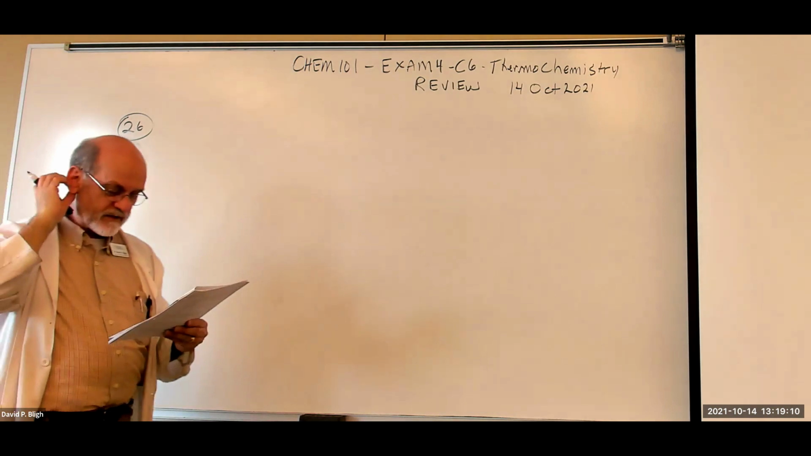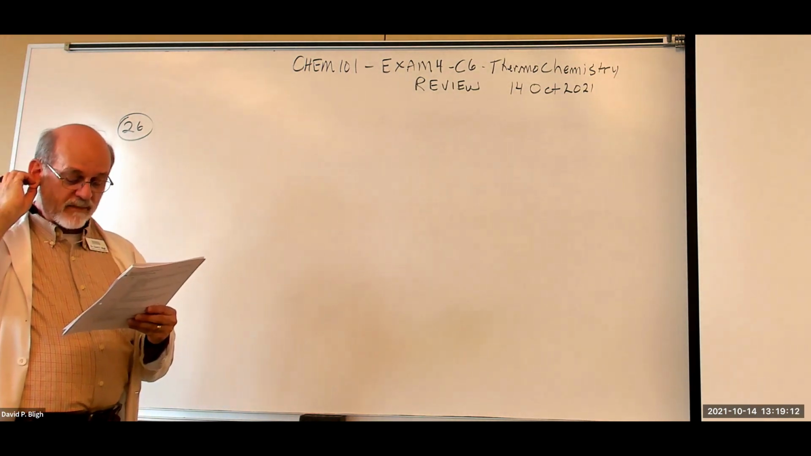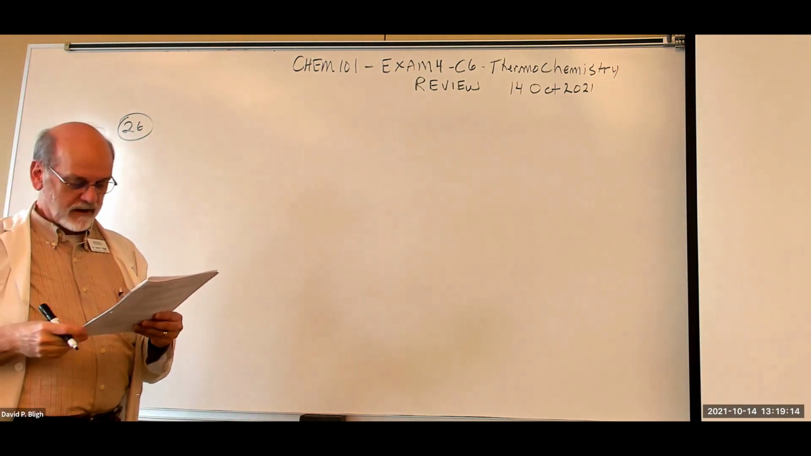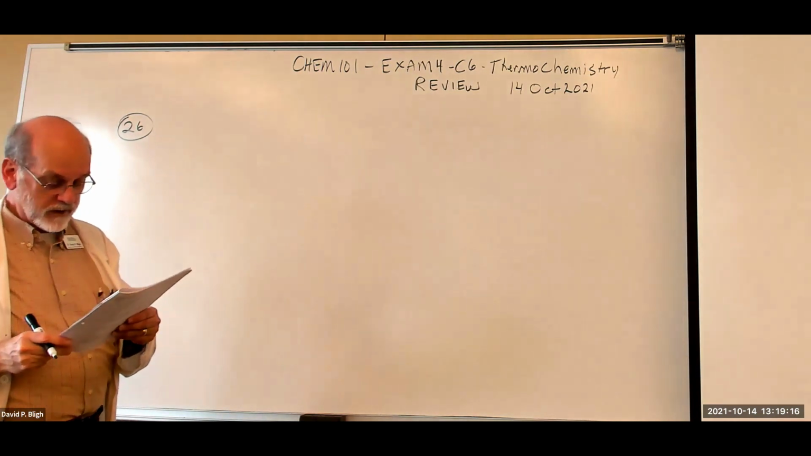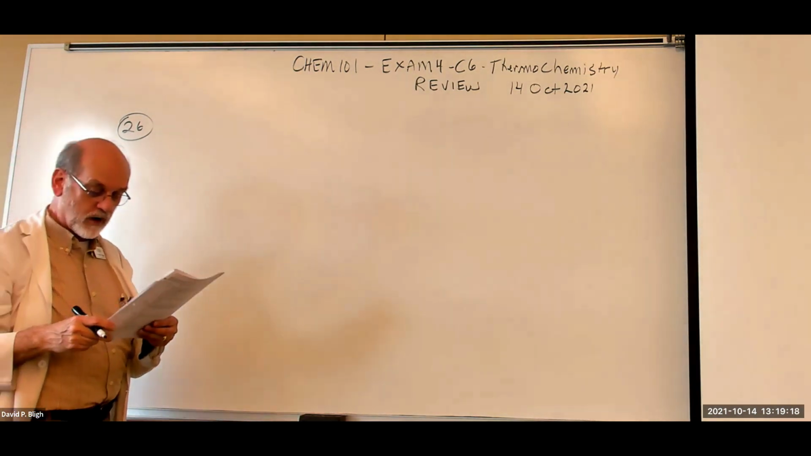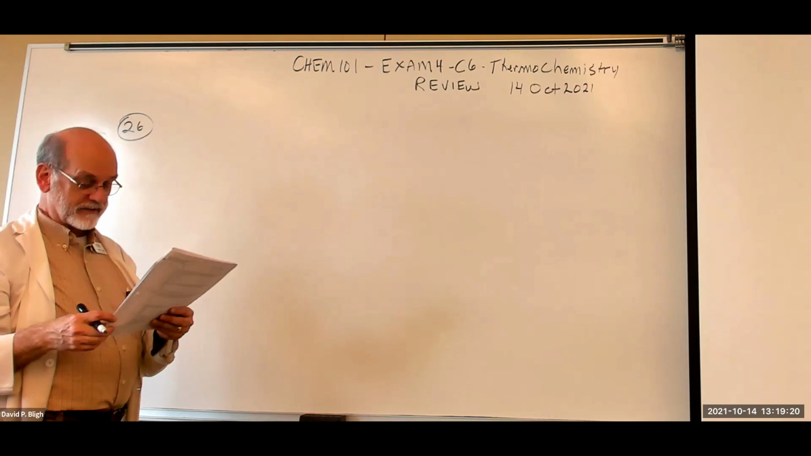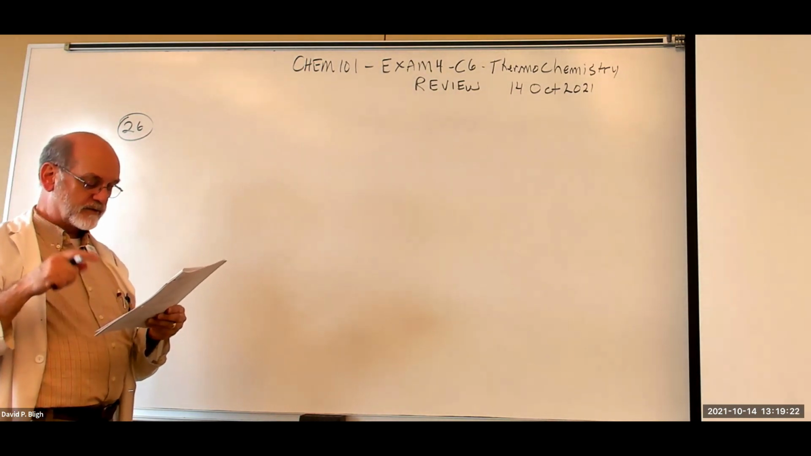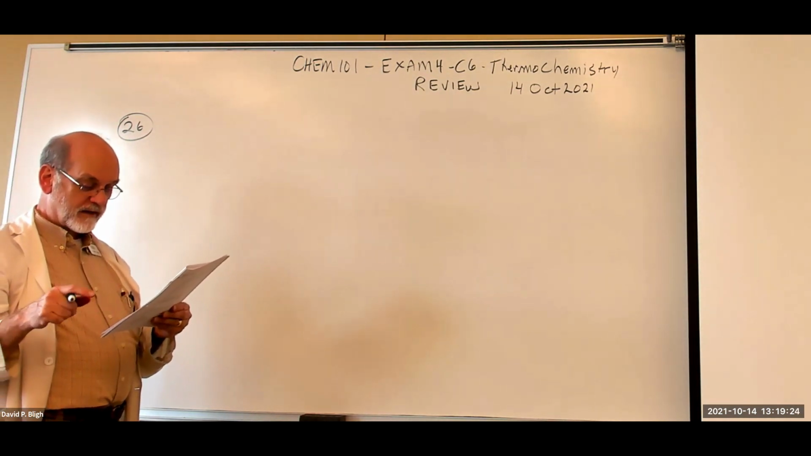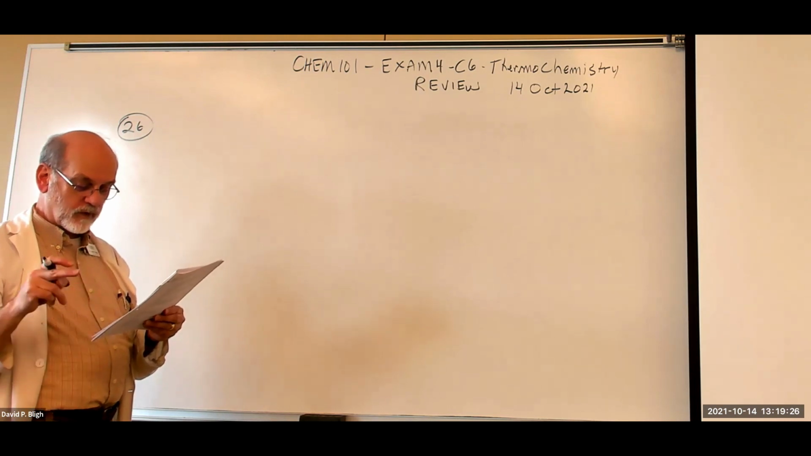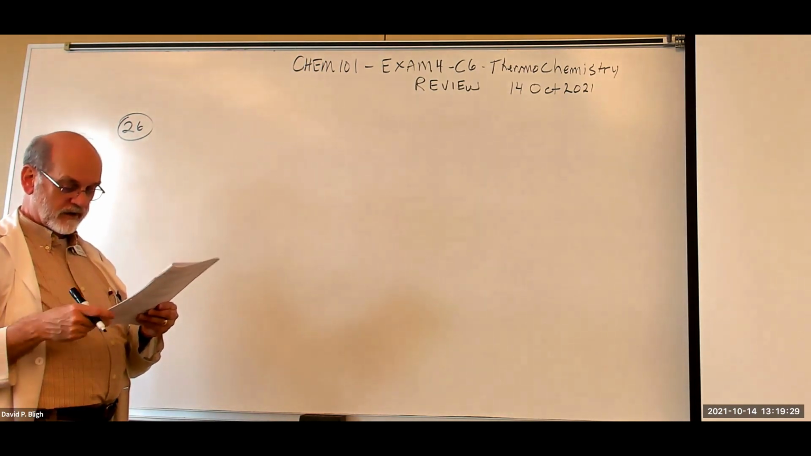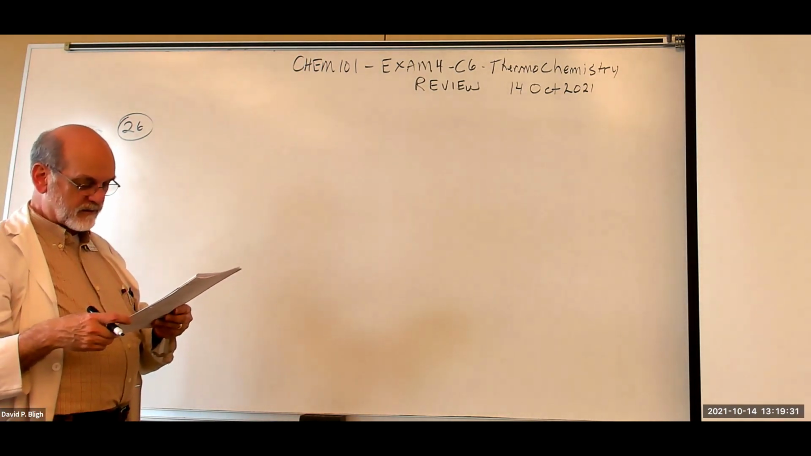A 32.5 gram piece of aluminum with a molar heat capacity given there is heated to 82.4 degrees and dropped into a calorimeter containing water with this specific heat capacity given at an initial temperature of 22.3 degrees. The final temperature of the water is 24.2 degrees Celsius. Calculate the mass of the water.